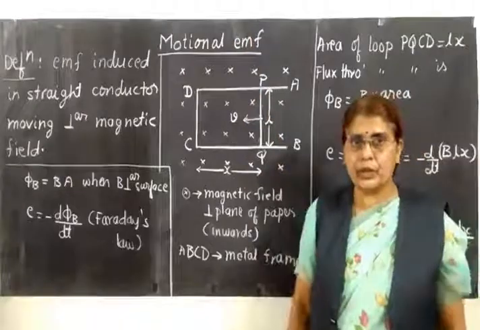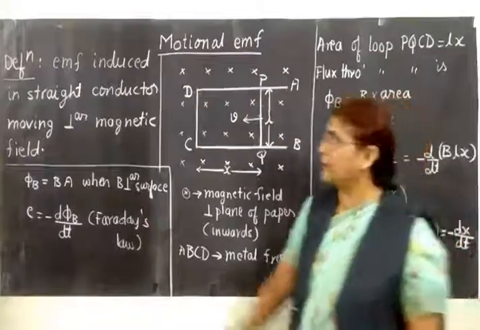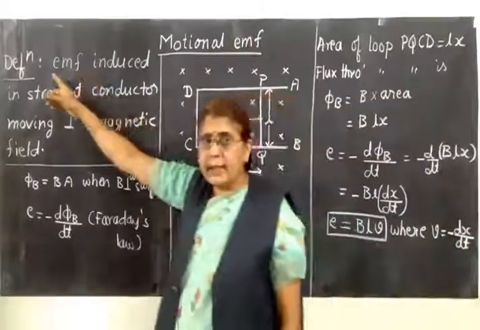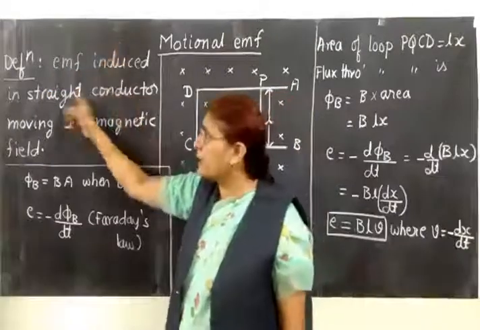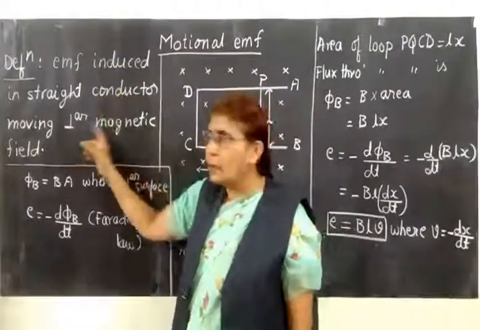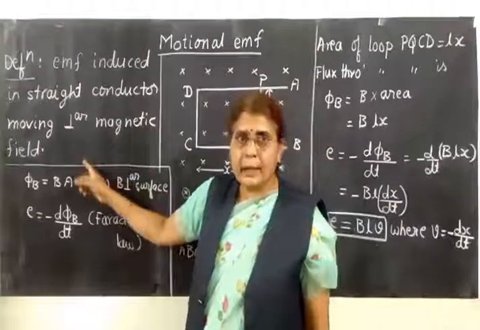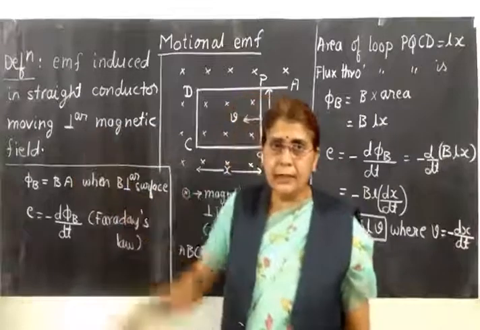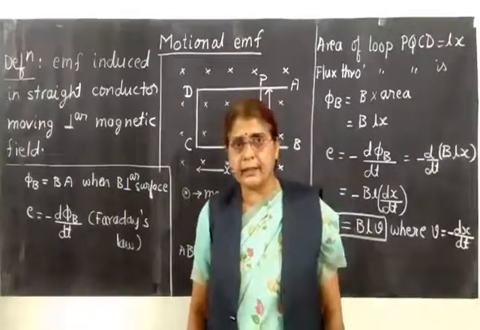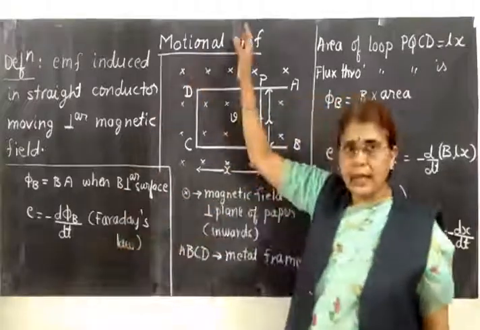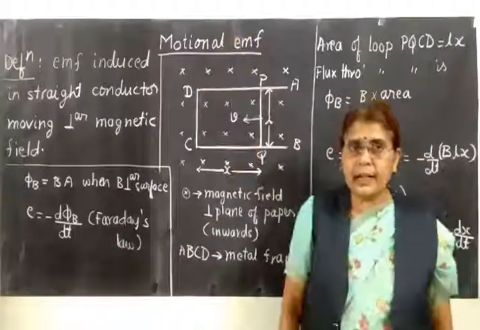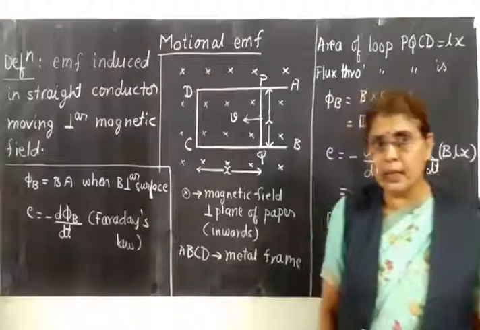So what is the actual definition of motional EMF? I have written it here. It is the EMF induced in a straight conductor when it moves perpendicular to the magnetic field. That EMF induced in the straight conductor, we call the motional EMF. Now let us try to derive an equation for motional EMF.